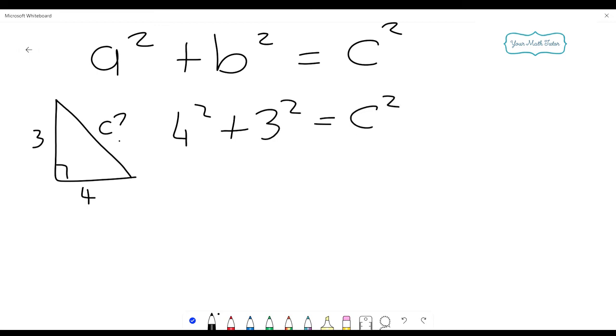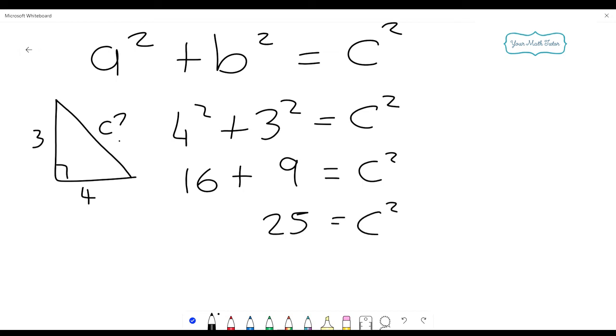So what is 4 squared? 4 squared is 16, and then 3 squared is 9, is equal to C squared. So what is 16 plus 9? It's 25, is equal to C squared. Now to get rid of the square sign, we take the square root on both sides. So 5 is equal to C.